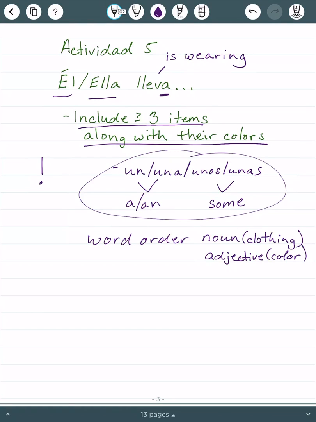So that is a huge thing. That word order up here, we're trying to not sound like a caveman. This keeps us from sounding like a toddler. So definitely working on that.